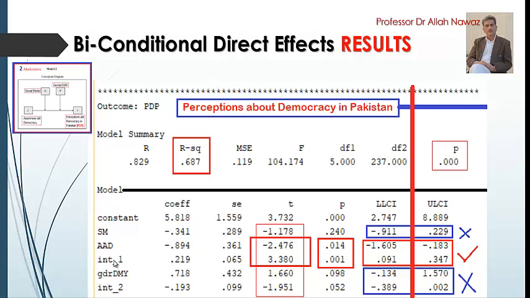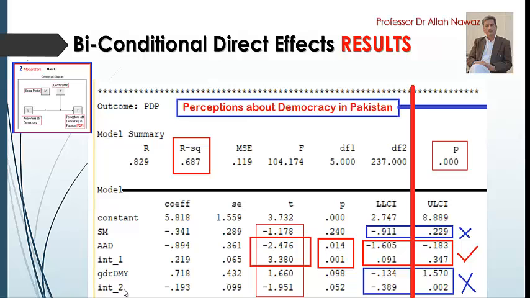Next is the interaction term 1, that is X multiplied by M, the first moderator. The interaction term is also significant with t-score greater than 1.96, p-value less than 0.05, and both the limits of the confidence interval are on the positive side, so no chance of zero, so they are significant. However, the next two variables are gender and its interaction term 2, which refers to the multiplication of gender with the X variable.